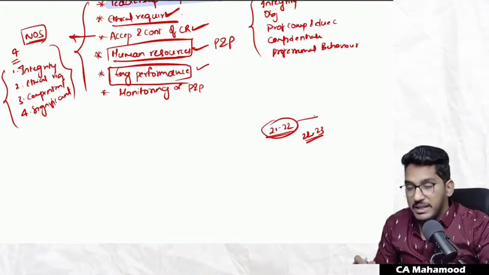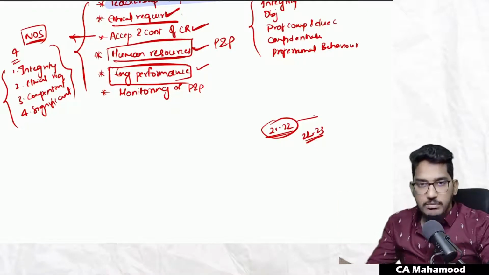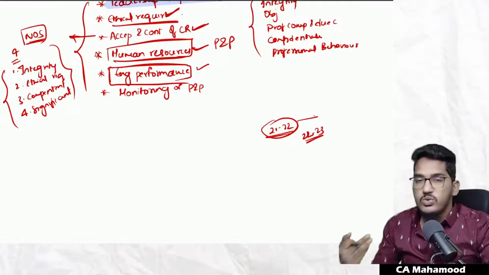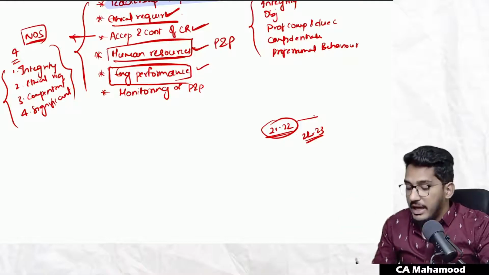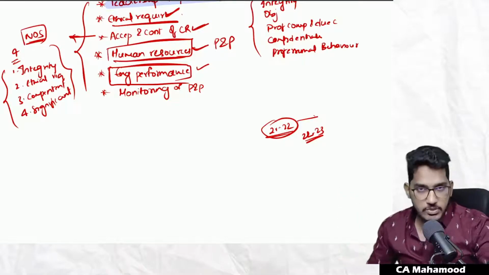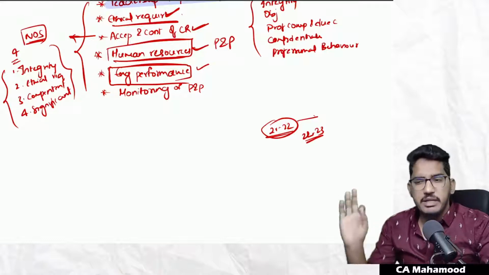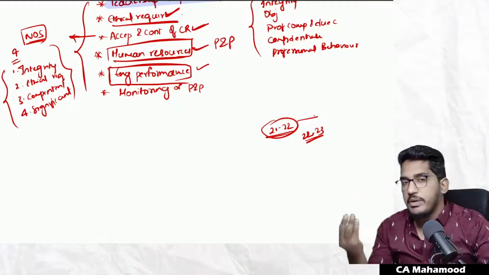Now, when the engagement is actually getting performed, when my staff is actually doing the audit, then also I need to have some policies and procedures. Sir, what policies and procedures? Like, I need to give a proper briefing to my engagement team. Sir, what do you mean by proper briefing?